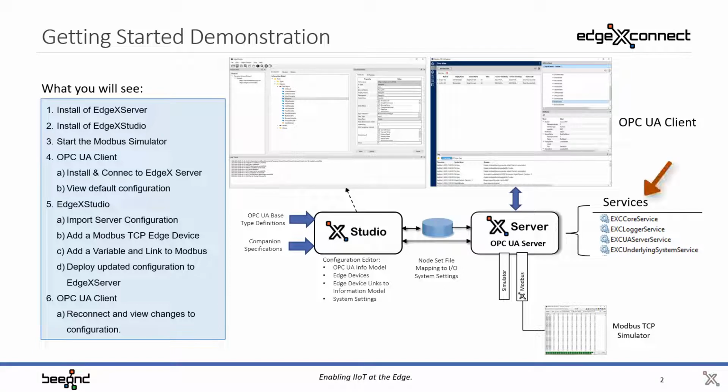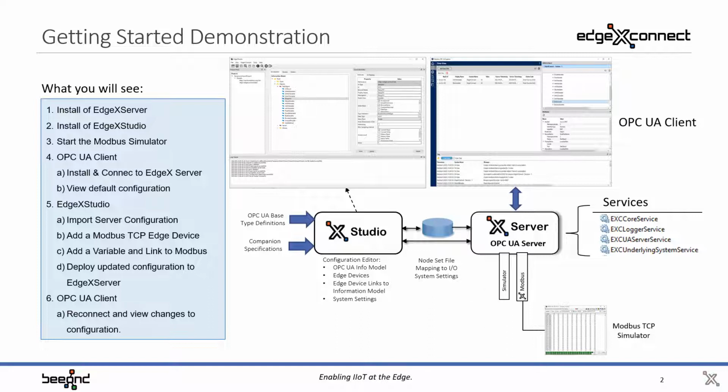After the server is installed, we will look at the 4 EdgeX services to verify it is installed and running properly. Then we will start the Modbus simulator and let that run in the background. Then we will install a free OPC UA client, configure the connection to the EdgeX server, and view the variables in the default configuration that is shipped with the EdgeX server. These variables are connected to the EdgeX simulator edge device.